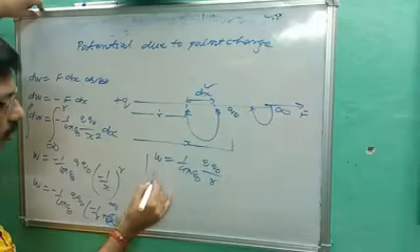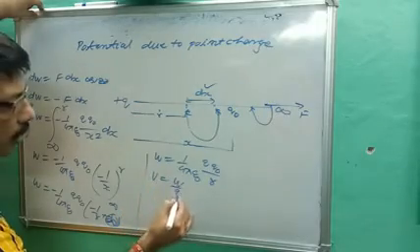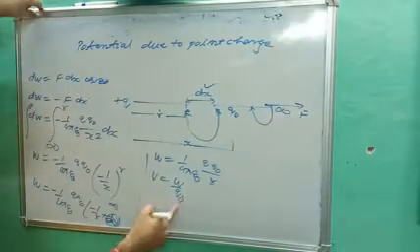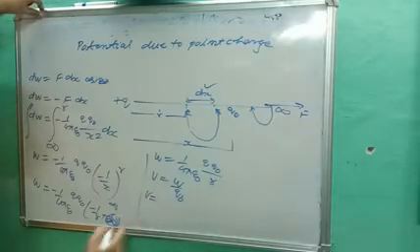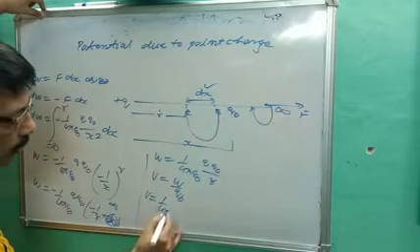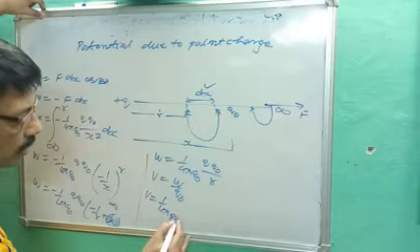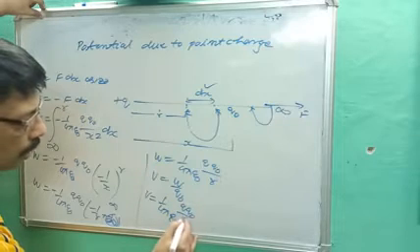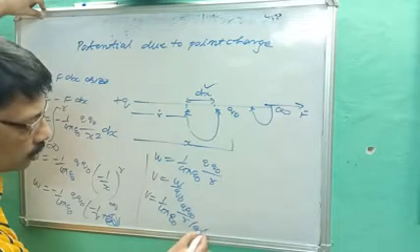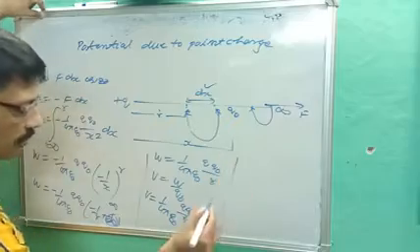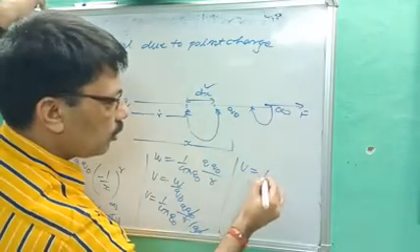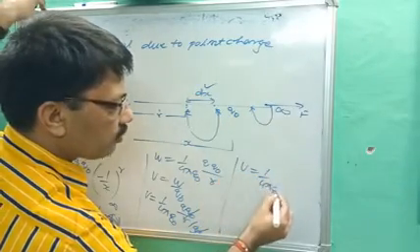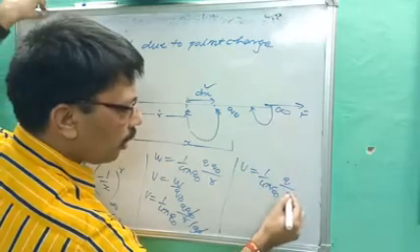We are trying to find out potential. V is equal to W upon q naught. So V is equal to the value of W, 1 upon 4 pi epsilon naught q naught upon r, divided by q naught. Q naught will cancel out, and we get a very important formula: V is equal to 1 upon 4 pi epsilon naught q upon r.